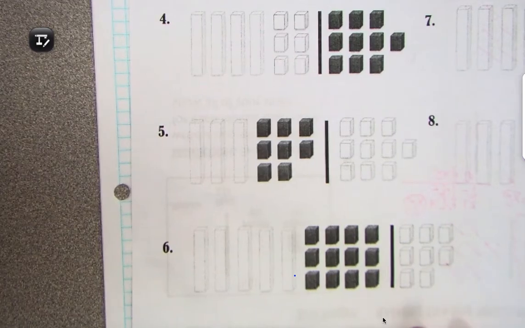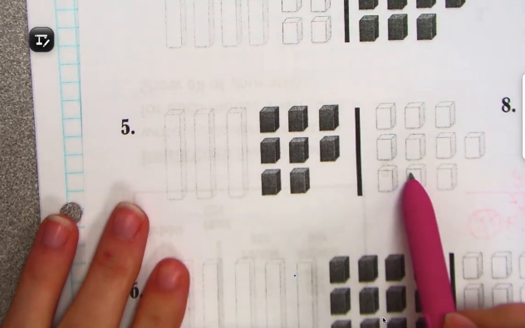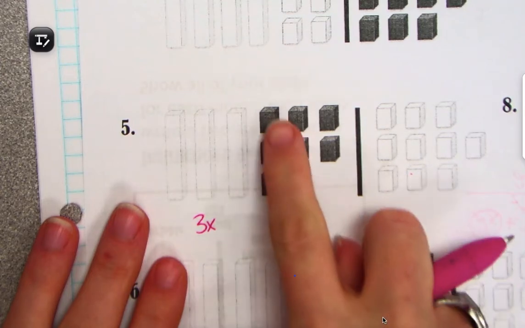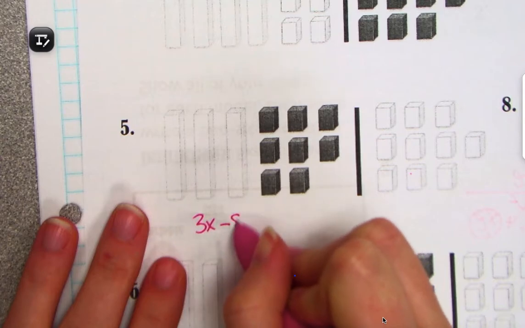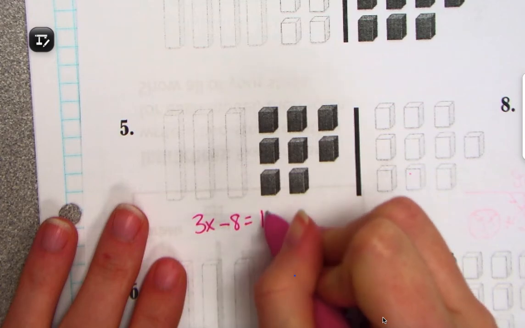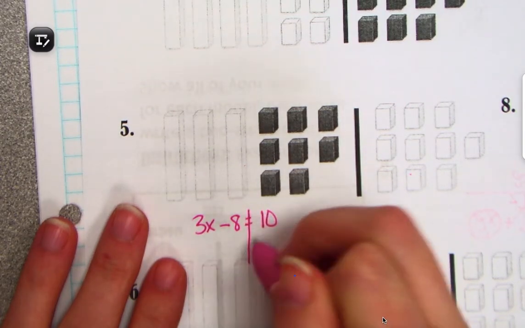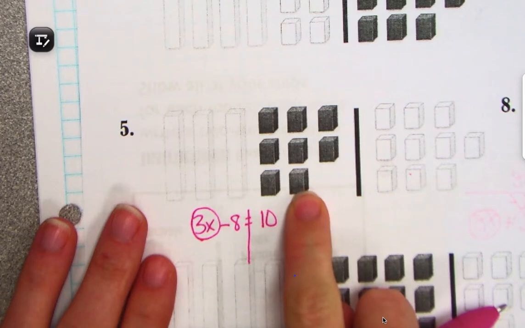Let's look at number 5 here. We're going to write our equation first. I've got 1, 2, 3 variables, so 3 x's. I've got 3, 6, 7, 8, but they are negative, so I'm going to put -8. And I've got 3, 6, 9, 10 positives, so that's +10. So, first things first, we want to be sure it's balanced and we want to find our variable terms by themselves. So, I need to get rid of this extra -8.